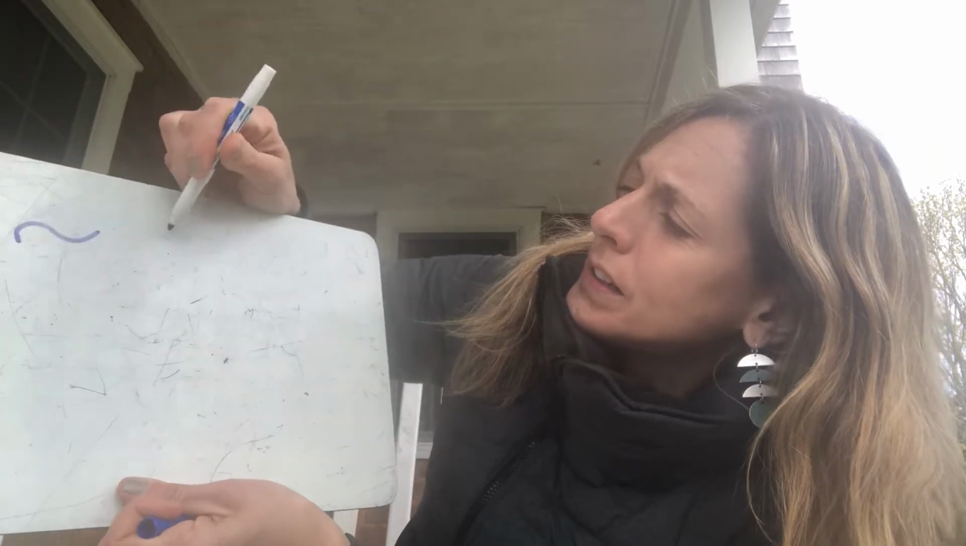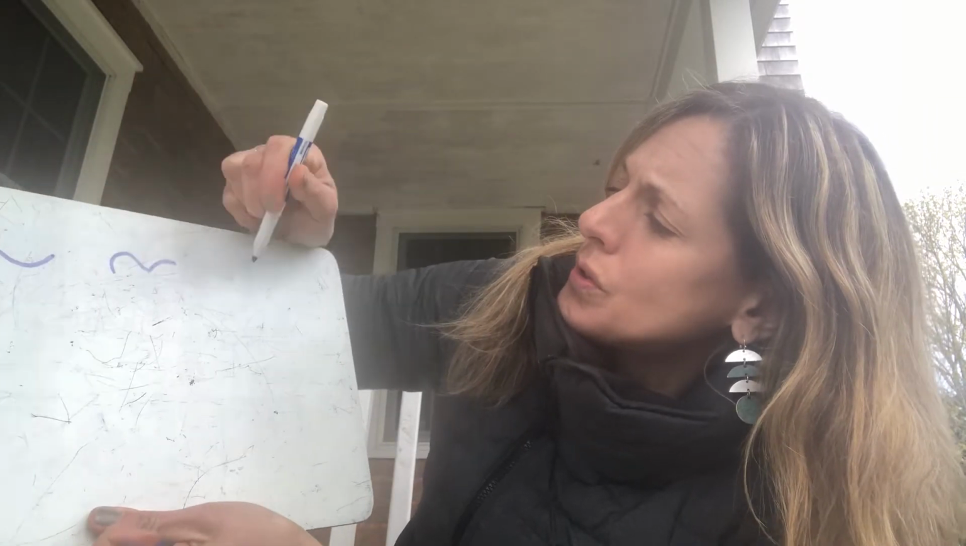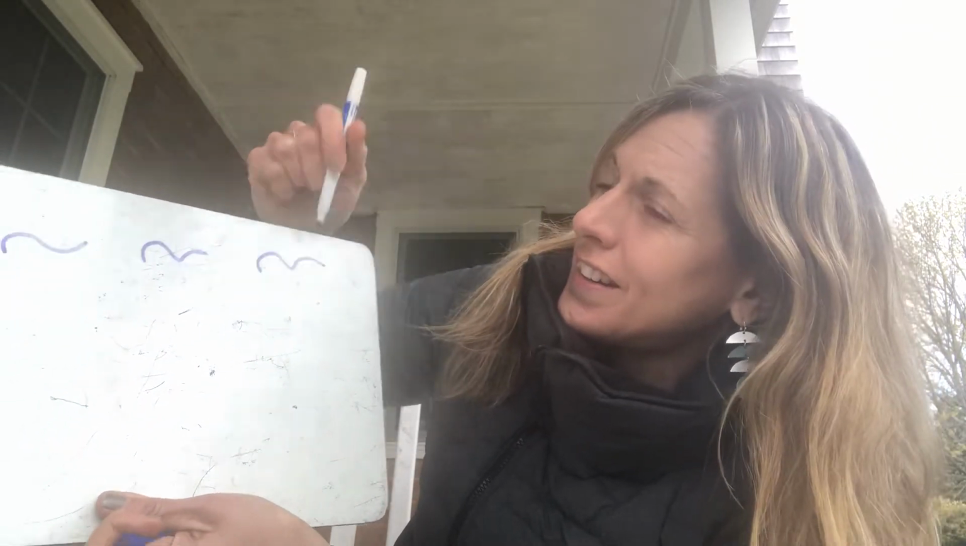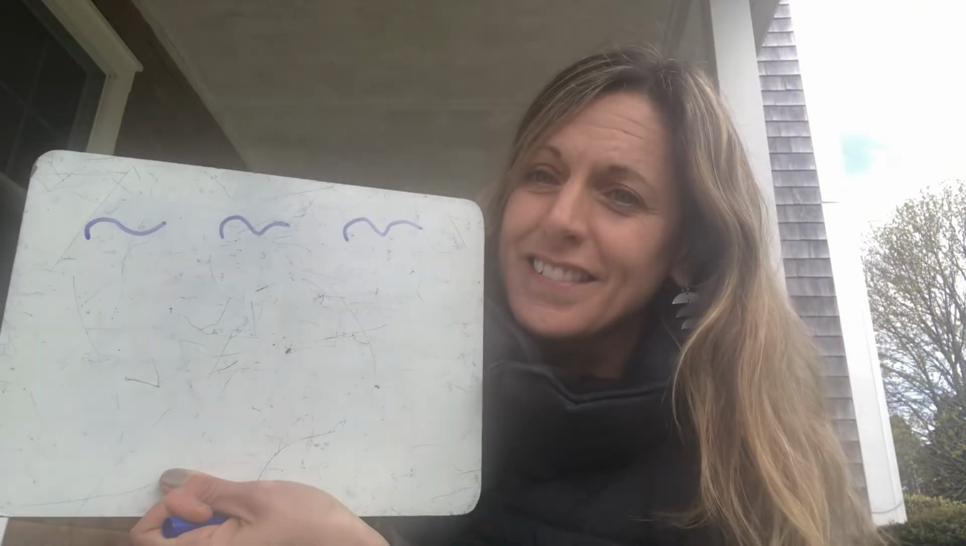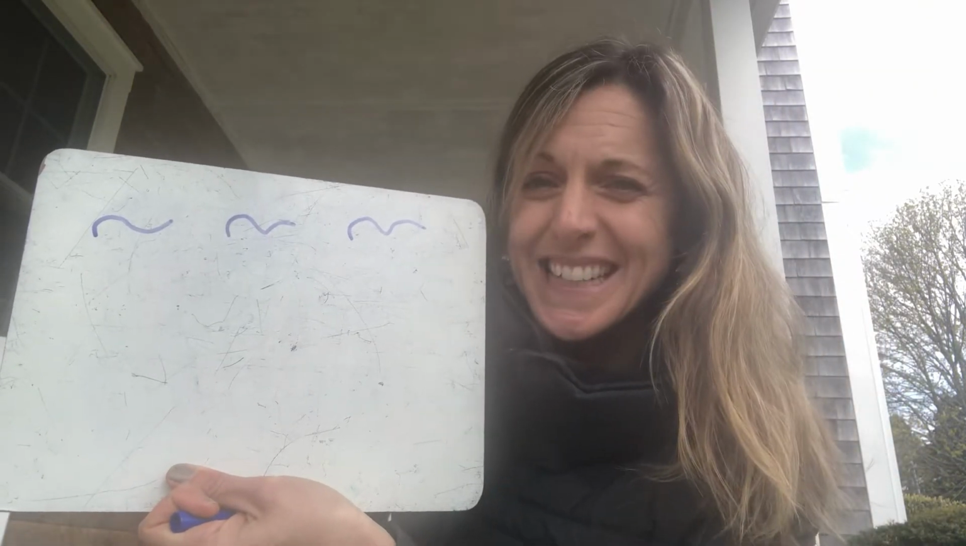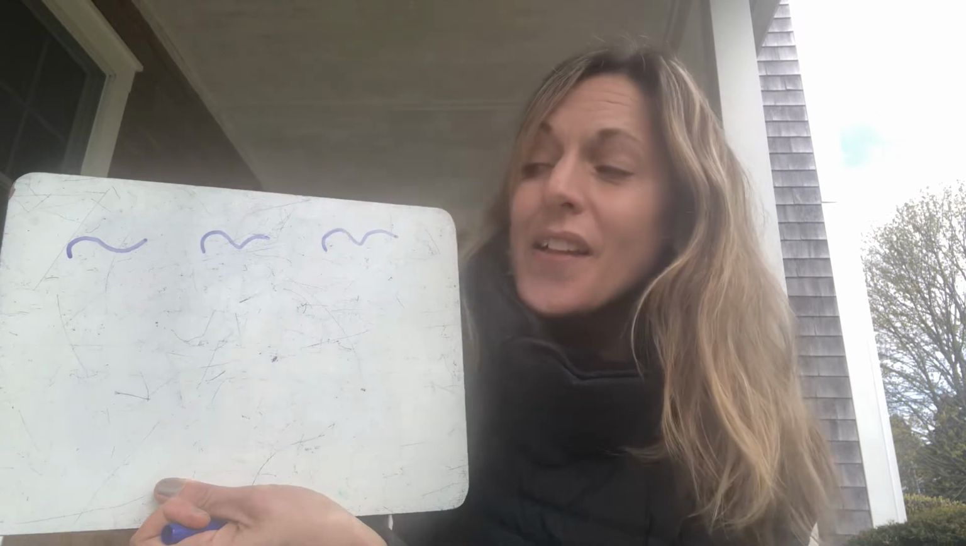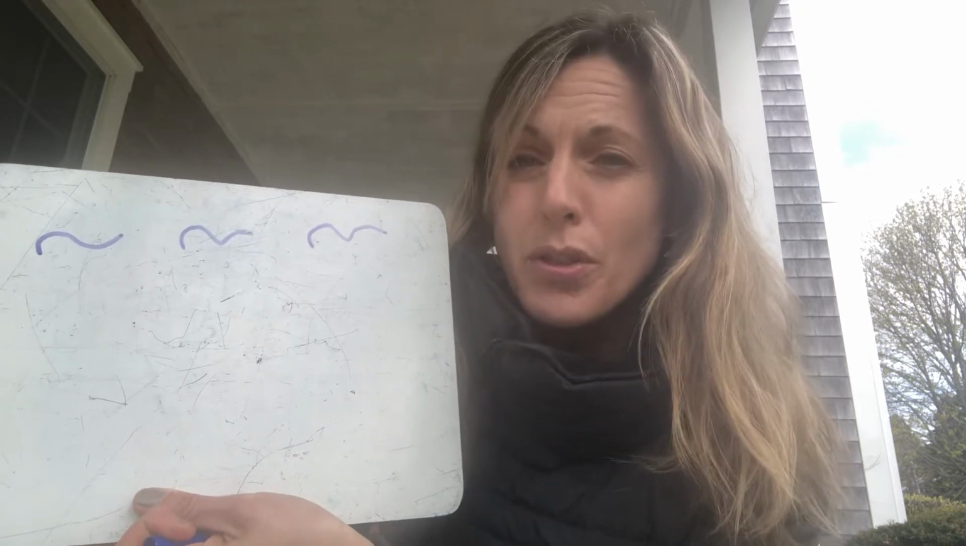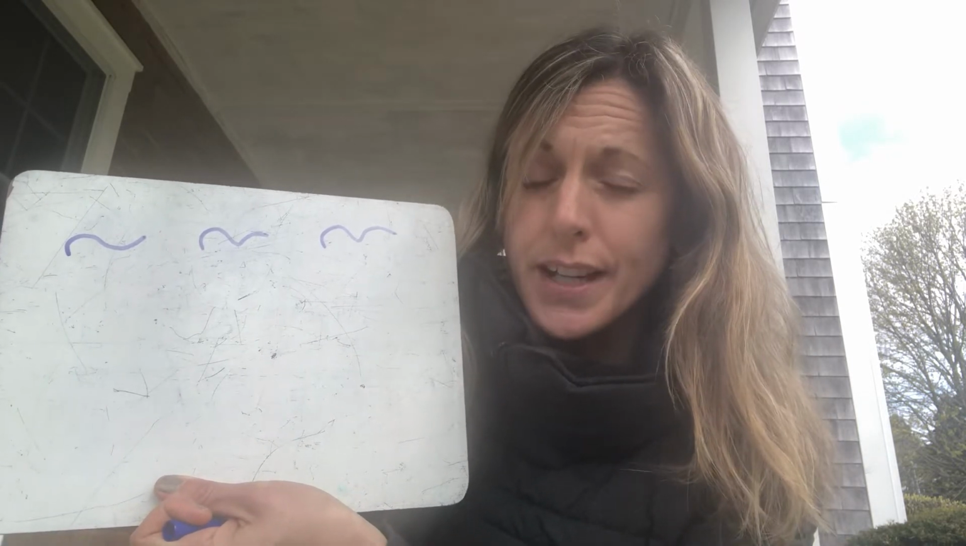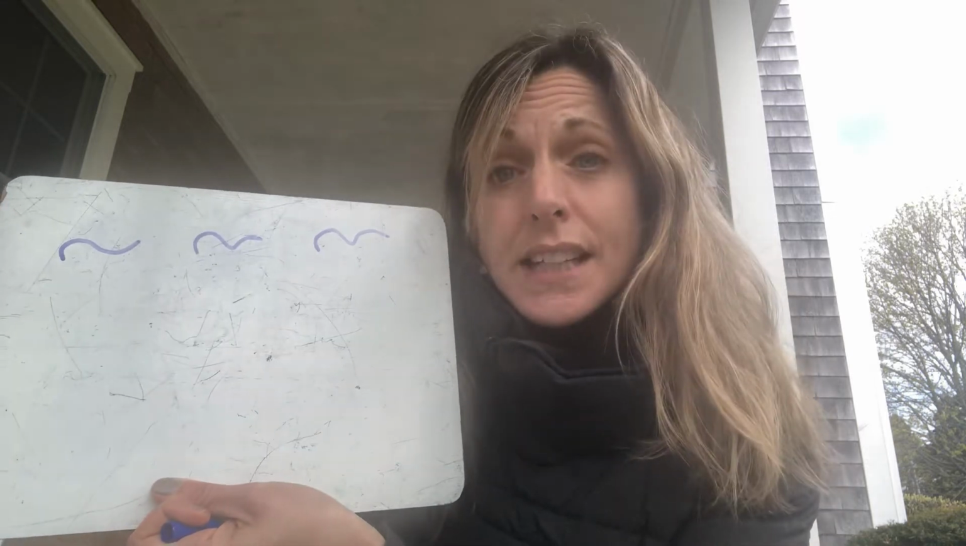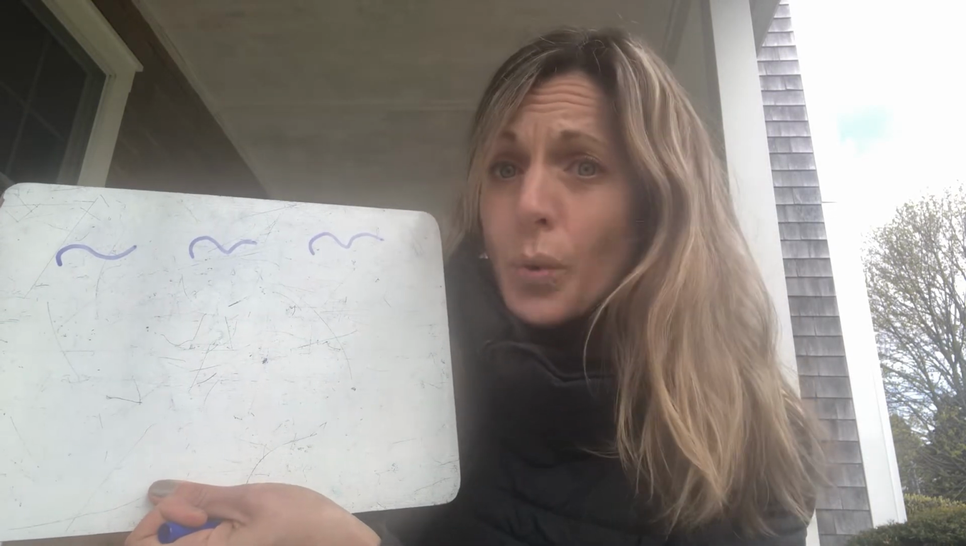Let's draw 3 worms on our paper. 1, 2, 3. Draw your worms. Good work. Okay, once upon a time, there were 3 worms crawling around the garden. All of a sudden, 3 more worms joined them.